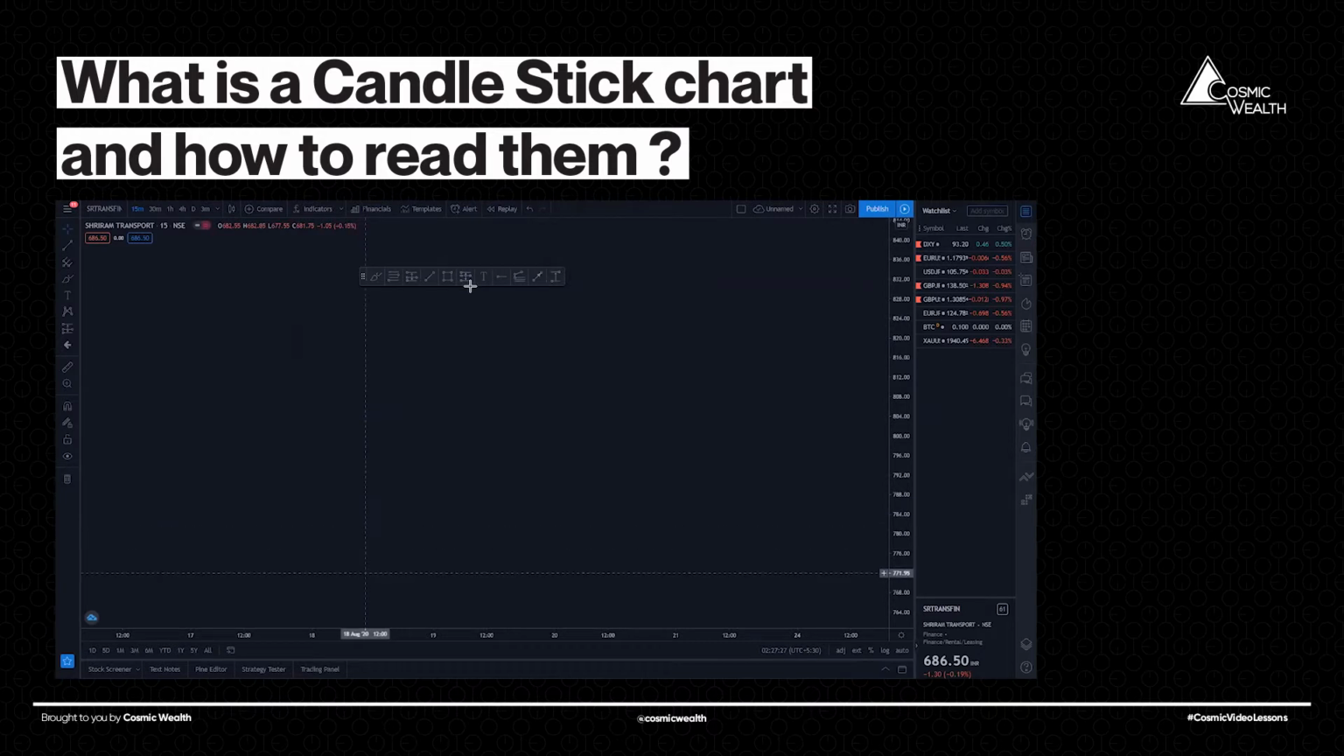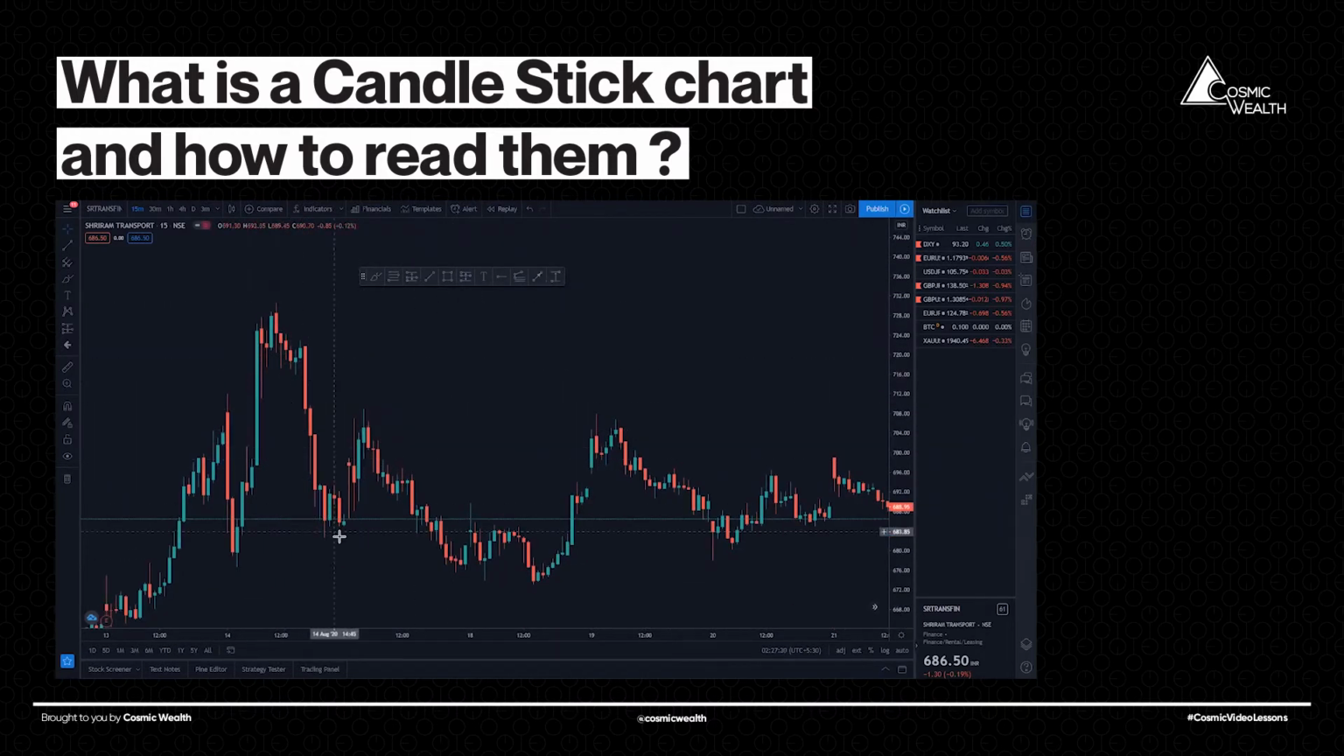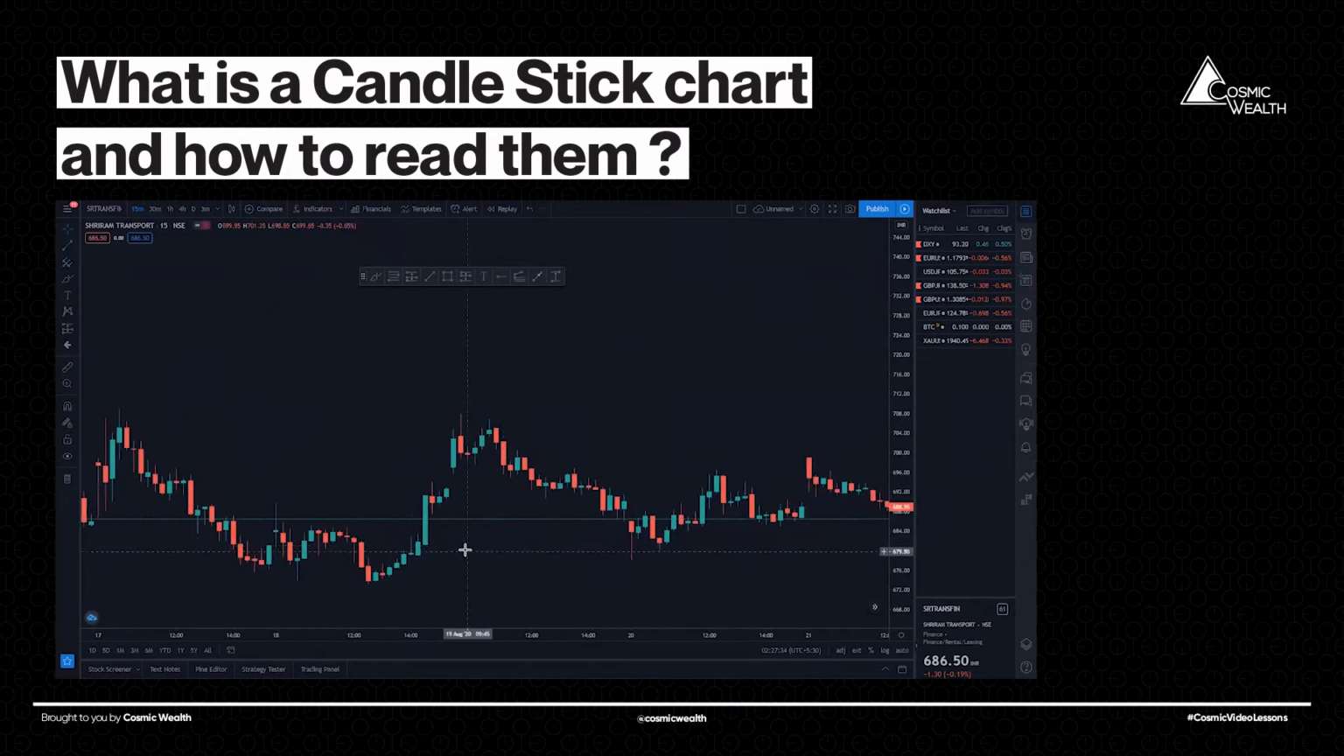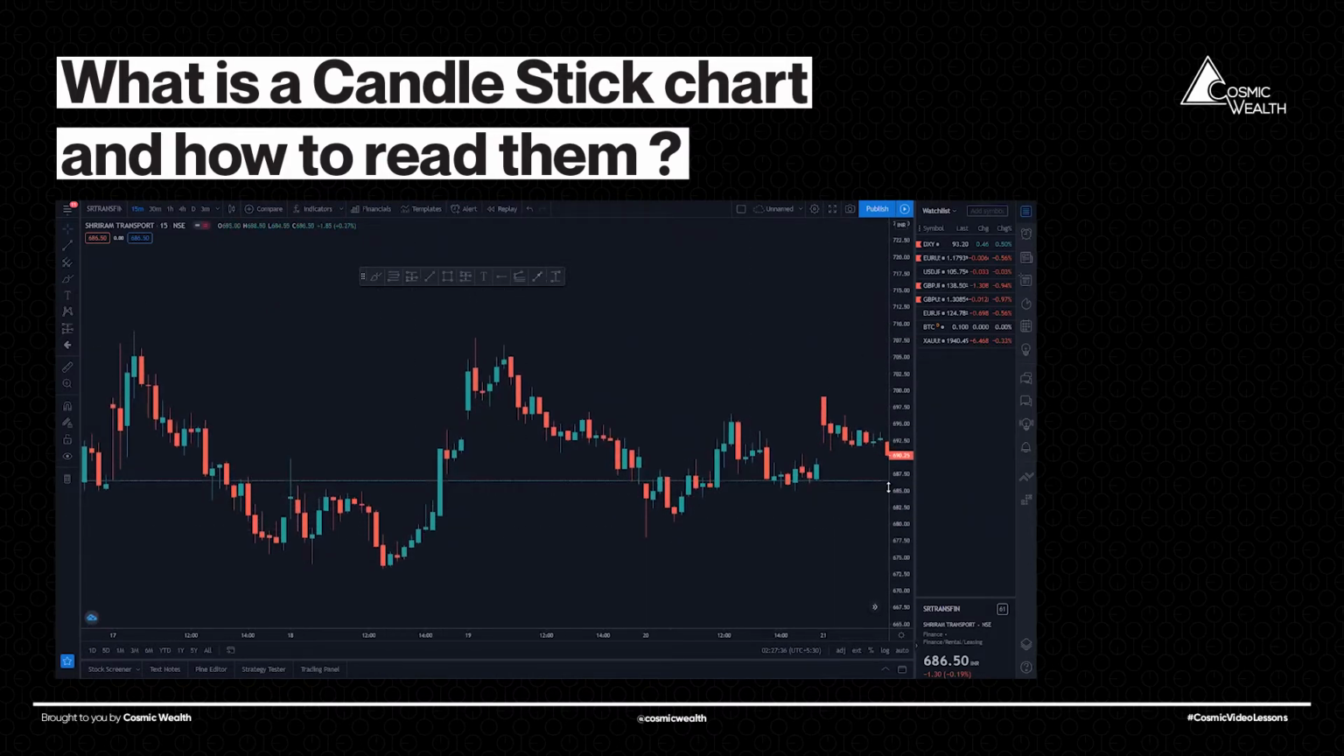So basically candlesticks are what you see on the chart. Here you can see red colored candles are there, green colored candles are there. So basically these candlesticks mean price movement. If you see a green colored candle, it means that price has moved from here till here. Similarly, a red colored candle indicates that price moved down. You can see prices move down.